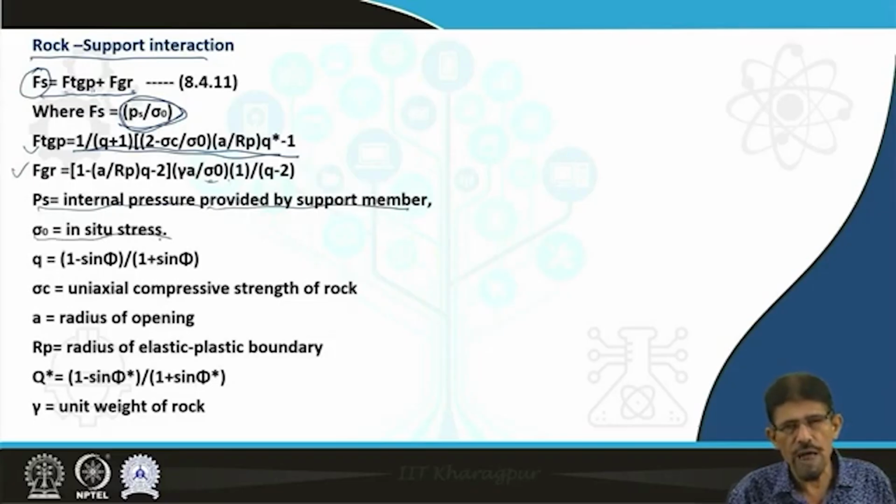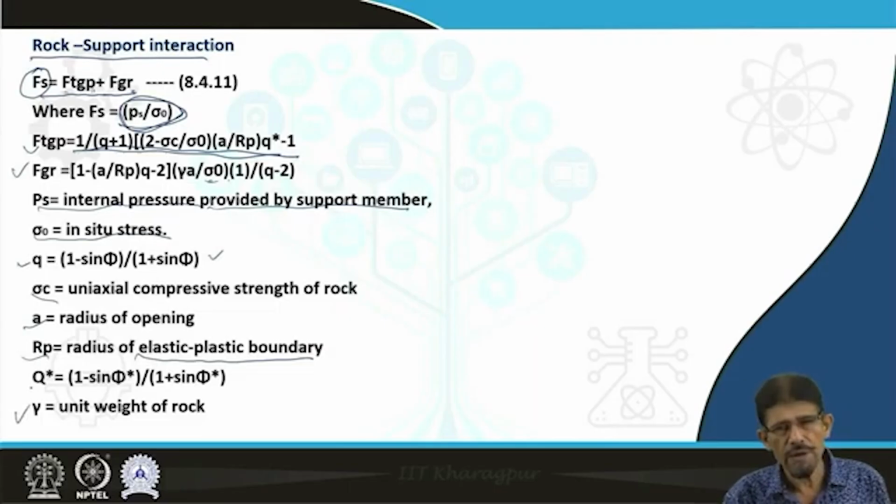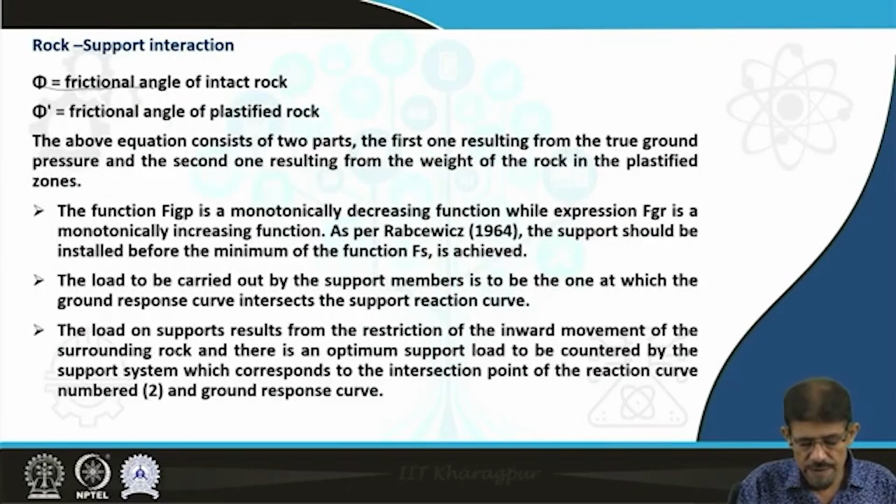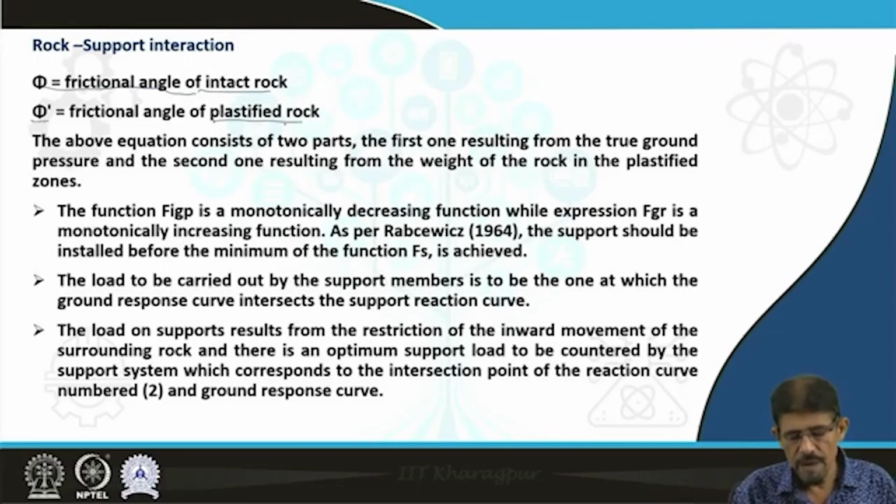sigma 0 is the in situ stress or initial stress or virgin stress, and Q is the relationship 1 minus sin phi divided by 1 plus sin phi, where sigma C is the uniaxial compressive strength of rocks and A is the radius of opening, where Rp is the radius of the elastic-plastic boundary and Q star represents 1 minus sin phi star divided by 1 plus sin phi star, where gamma represents the unit weight. Phi is the friction angle of intact rock and phi dash is the friction angle of the plastified rock.